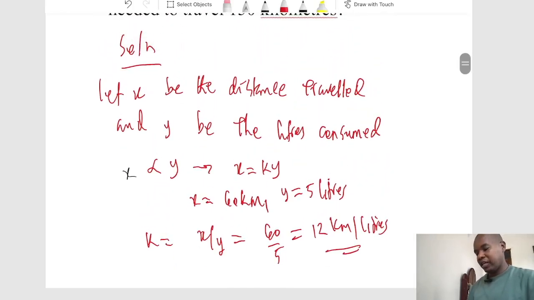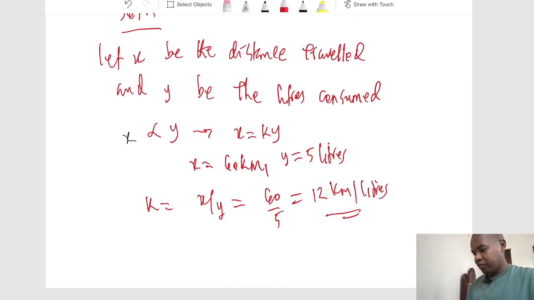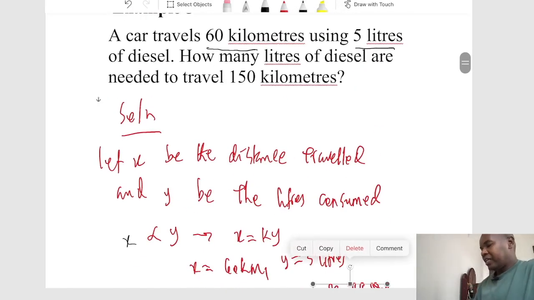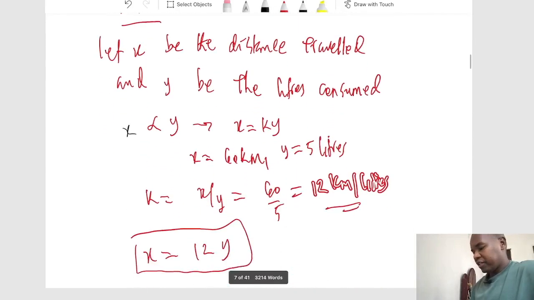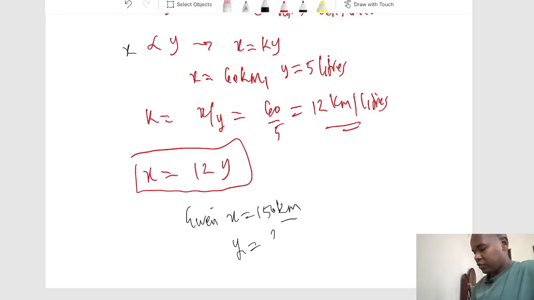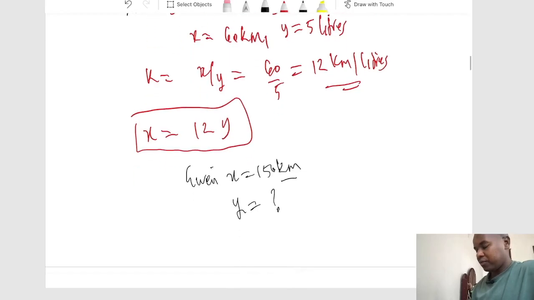So how x and y are connected now: you have x equals k, which is 12, times y, dear students. The connection between x and y is as seen there. Now, how many liters of diesel are needed to travel 150 kilometers? Given x equals 150 kilometers, find the diesel consumed. So we're going to plug in: x is 150, so 150 equals 12 times y. We are looking for y, of course.